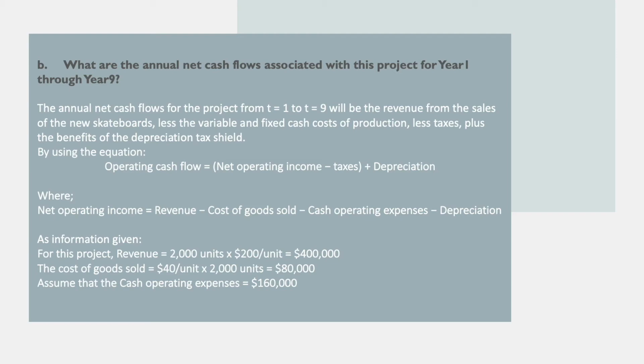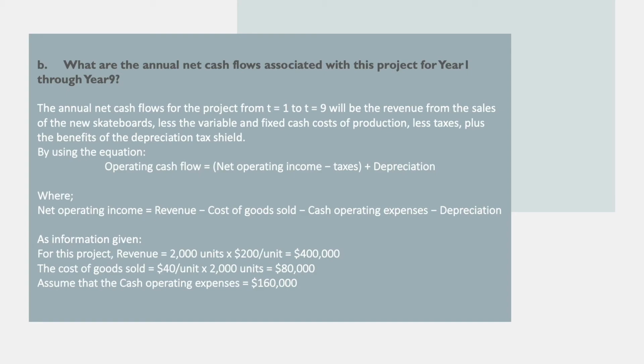For question B, what are the annual net cash flows associated with this project for year 1 through year 9? The annual net cash flow for a project from year 1 through year 9 will be the revenue from the sales of new skateboards, less the variable and fixed cash costs of production, less taxes, plus the benefit of the depreciation tax shield. By using the equation of operating cash flow equal to net operating income less taxes plus depreciation, we can find net operating income by using this equation as follows.